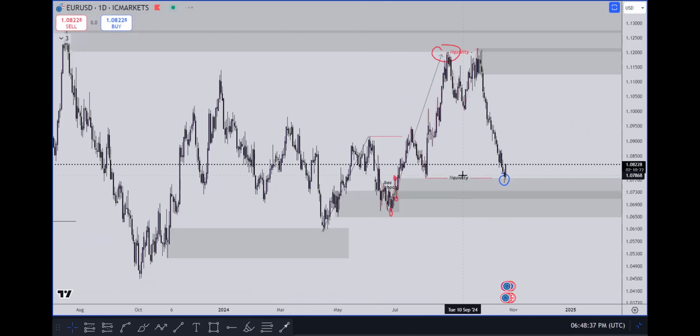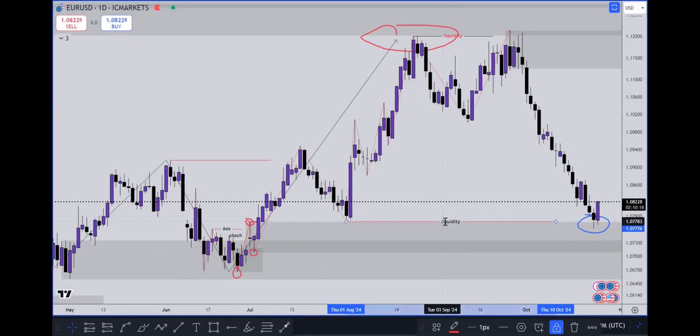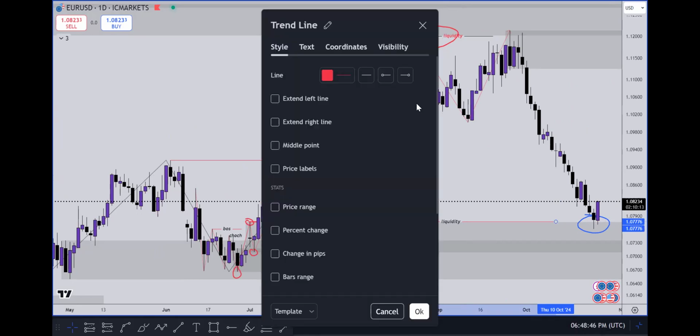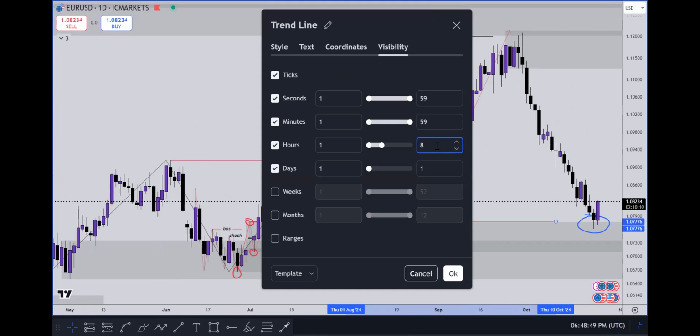Okay, if we could just go back to the daily time frame, click on this, go to settings, change the visibility, 24.